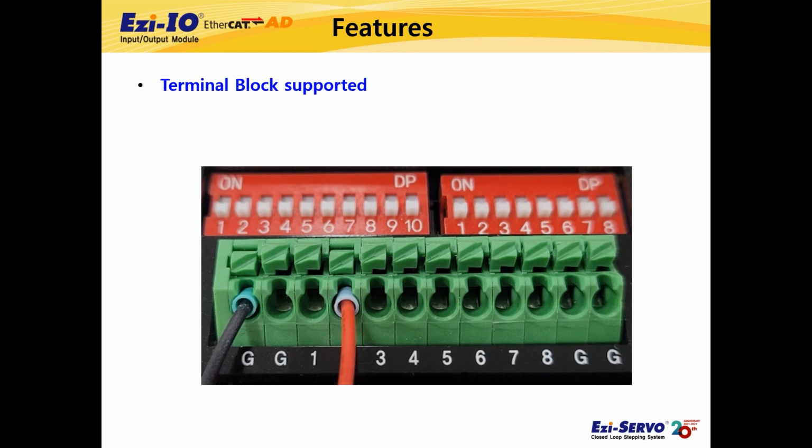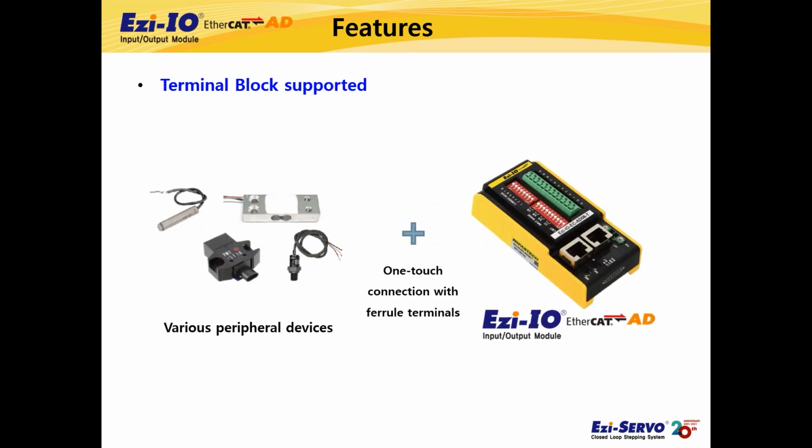Now let's check the features of Ezi-IO EtherCAT AD products. First, as explained before, Ezi-IO EtherCAT AD provides terminal block type products. The ferrule terminals enable easy wiring, and analog peripheral devices such as various sensors can be easily connected with one touch.